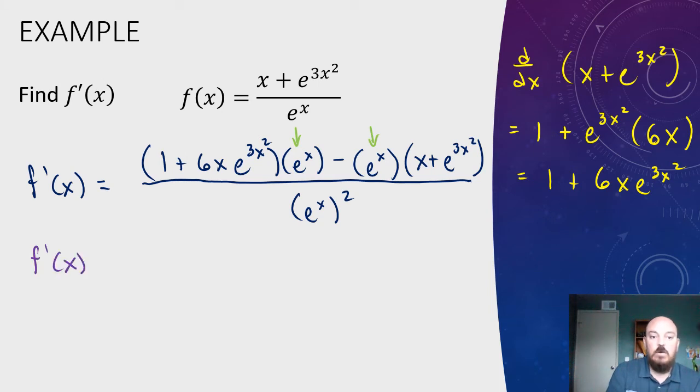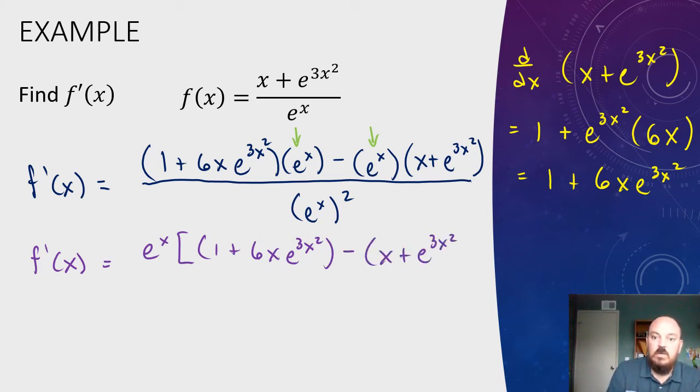And this happens a lot with the e to the x derivatives because it is its own derivative. So you end up with multiple e to the x's in your answer, and you can sometimes factor them out and cancel them. So let's factor that e to the x out on top. And what it would leave me with is 1 plus 6x e to the 3x squared minus x plus e to the 3x squared.